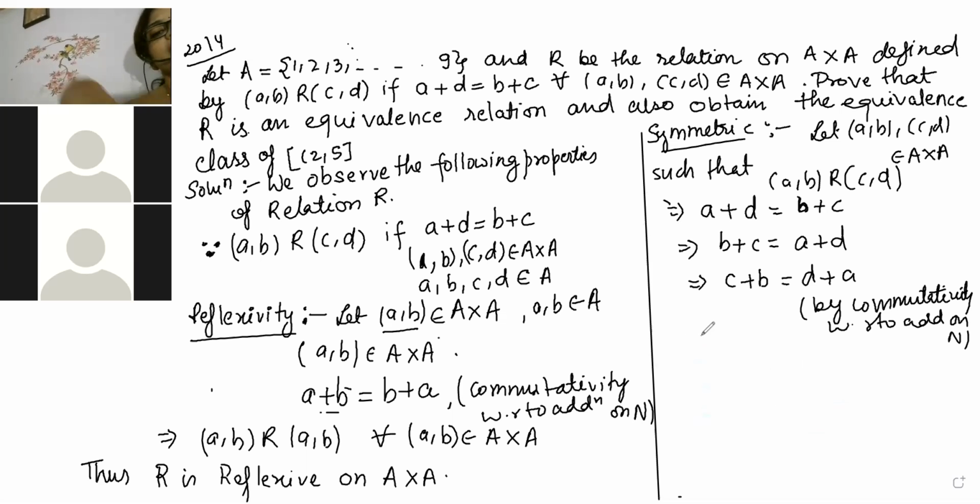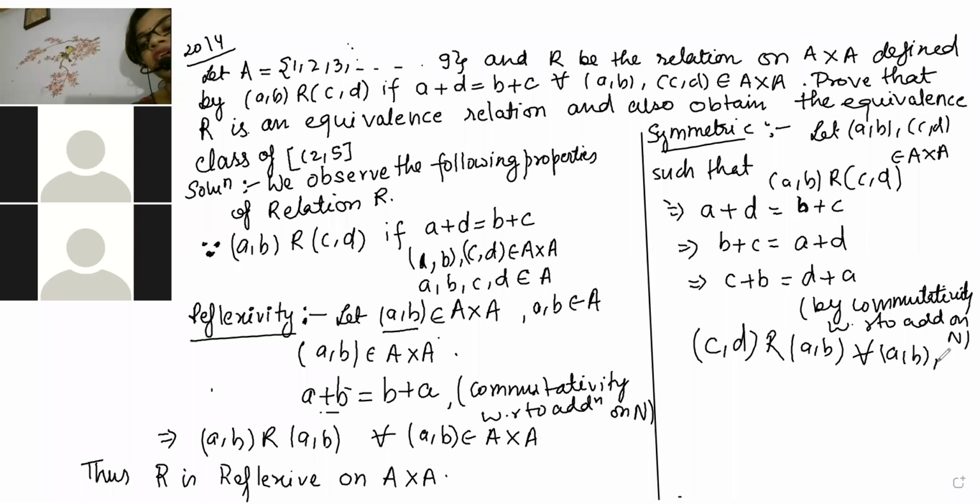Understood or not? Quickly tell me, Maheshwal, understood? So better directly now we can say now CD is related to AB for all A, B, C, D belongs to A cross A.